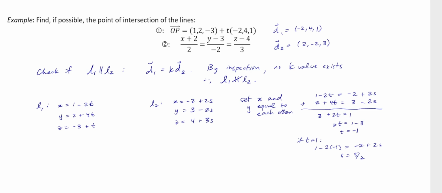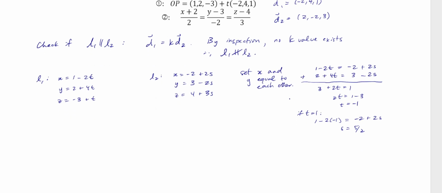Okay, so I have now found t and s that make x and y equal to each other, which they should be if the lines intersect. Now let's check to see if this works. I'm going to find the z value. So let's set the z values equal to each other. Let's put a line over here, and a line over here, and I'll say check z value.